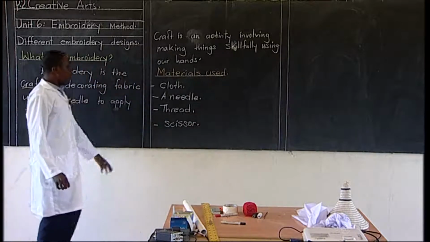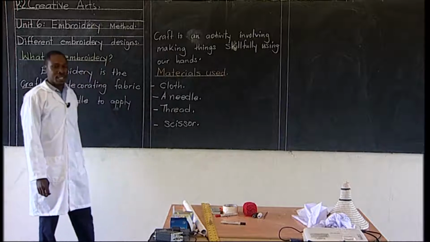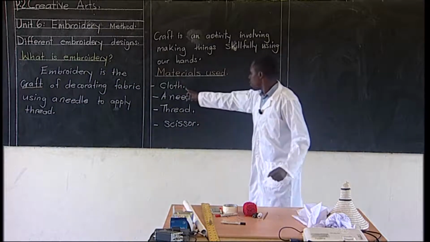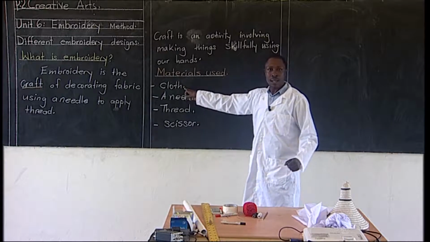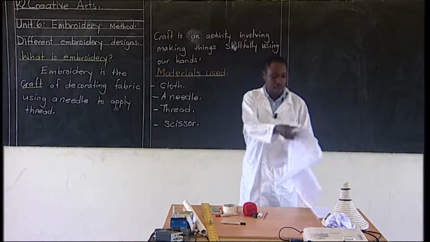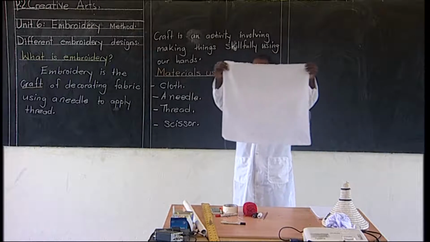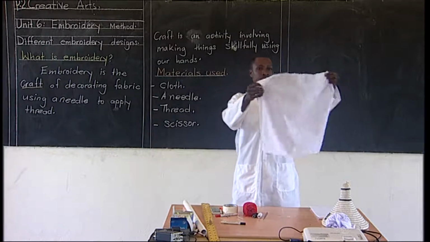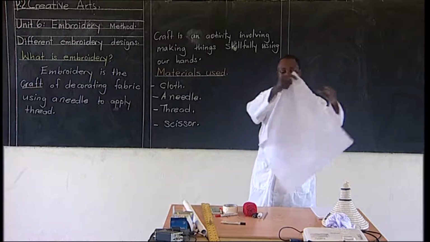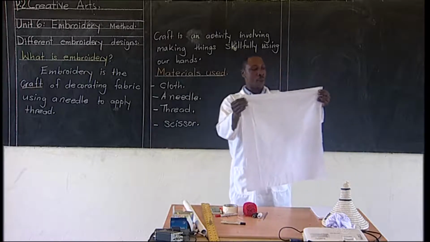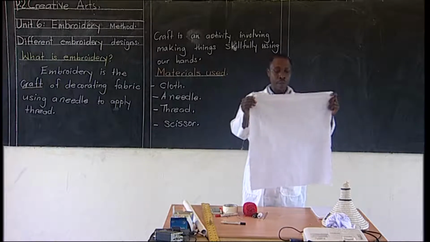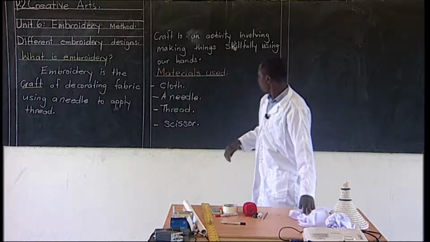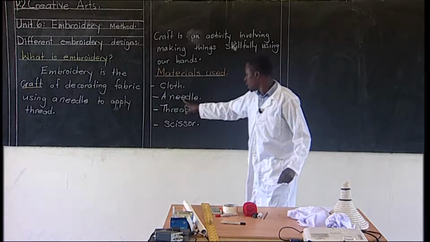Wow. Now, we are going to see these materials. The first one, we have said, is a cloth, a piece of cloth. Those who don't know a cloth, we are using this white piece of cloth to make different designs on it.